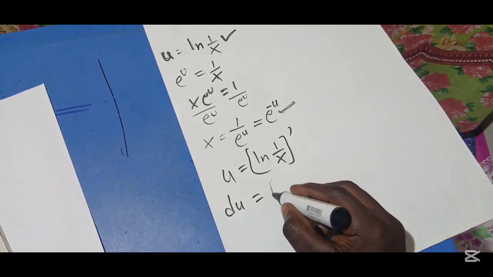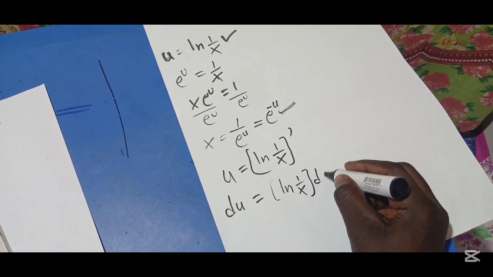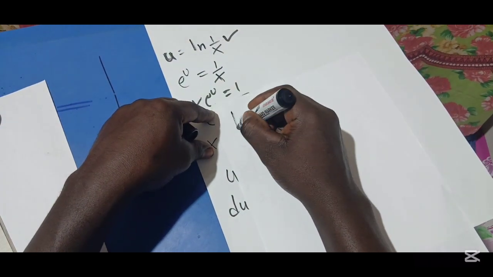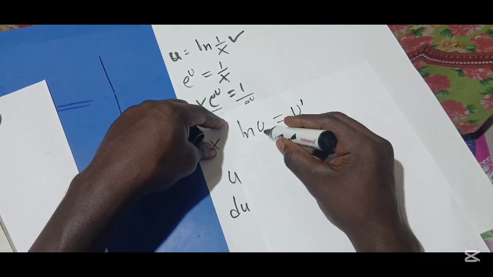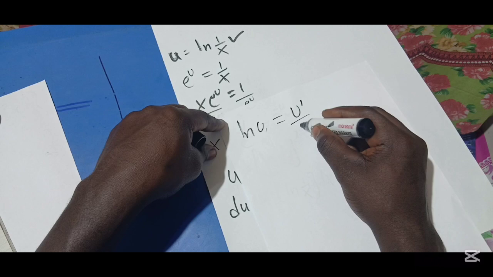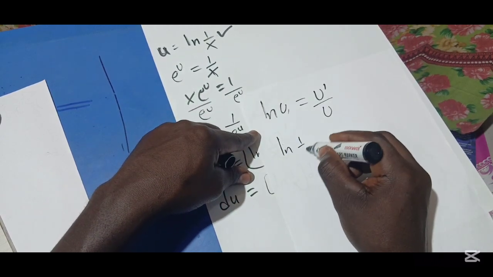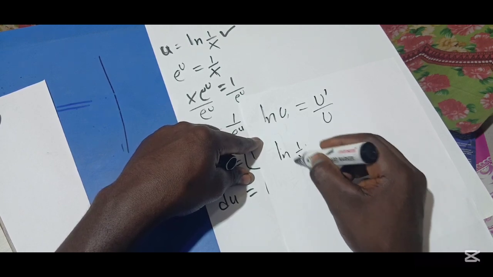So it's going to give us the derivative of ln(1/x), dx. And how do we do that? We know that the derivative of ln u is the derivative of the argument over the argument. So now that we have ln(1/x), we are going to find the derivative of this divided by the whole of this.